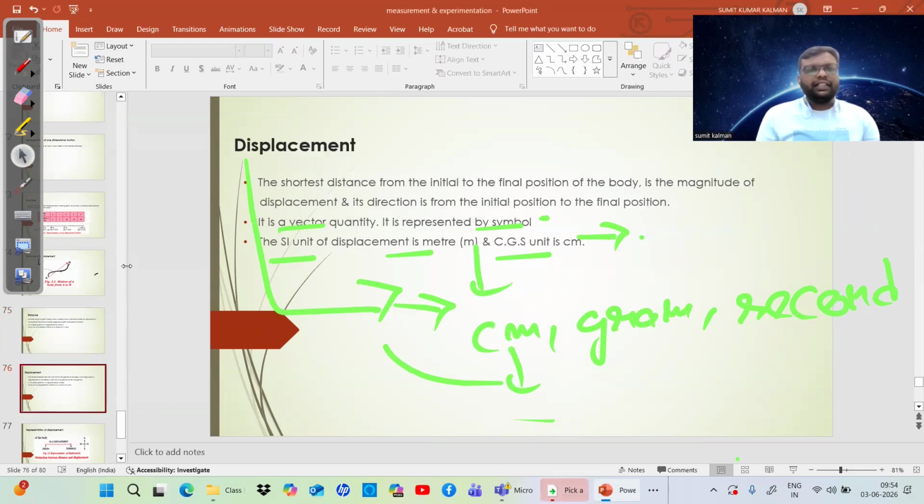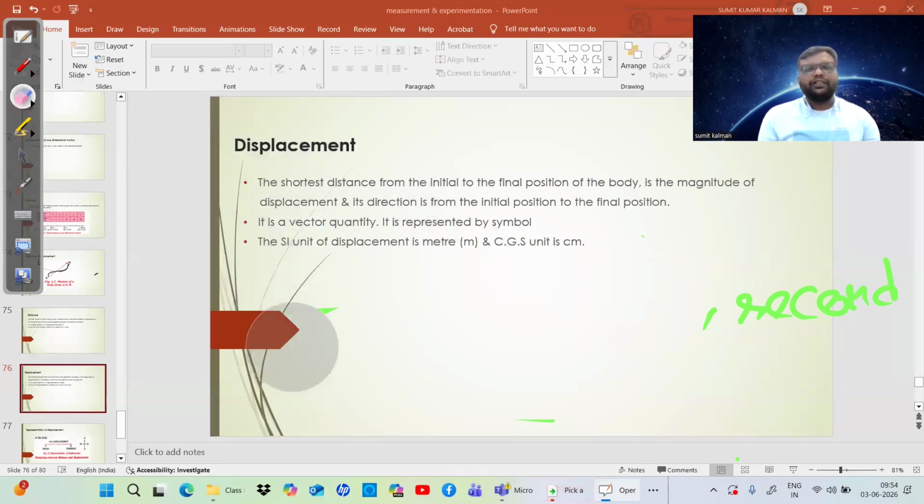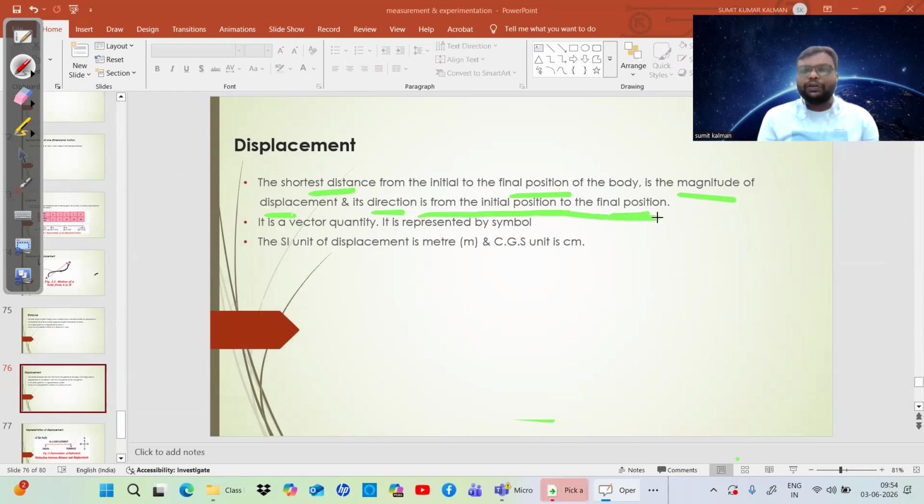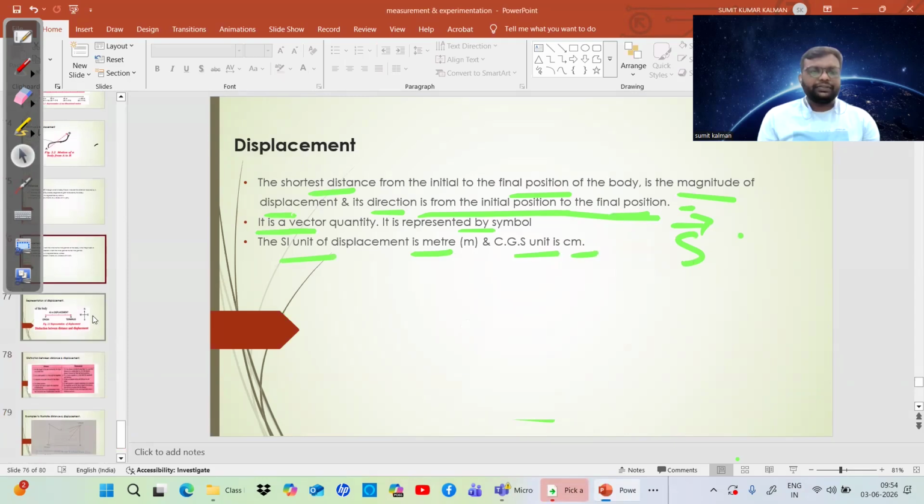Next is displacement. Students, we will see what displacement is. Just the definition: the shorter distance from the initial to the final position of the body is the magnitude of displacement, and its direction is from the initial position to the final position. This is very important. The direction of displacement is from initial to final position. Displacement is a vector quantity. It is represented by this symbol. The SI unit of displacement is meter and the CGS unit is centimeter. So this you know already.